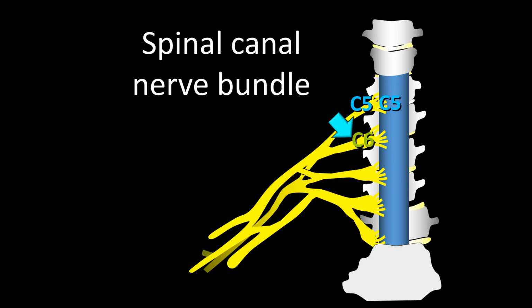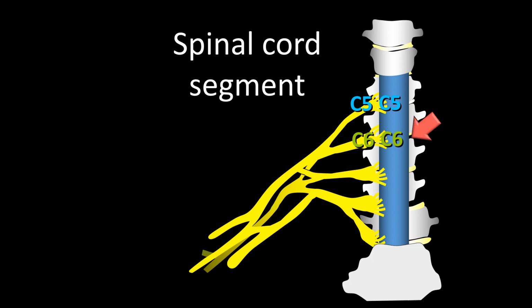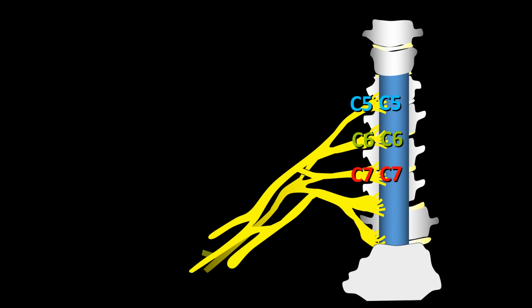The C6 spinal canal nerve bundle correlates with the C6 spinal cord segment, and so does the 7 spinal canal nerve bundle and the 7 spinal segment. Same goes for the 8th spinal canal bundle and spinal segment, and for T1 spinal canal bundles and spinal segment.